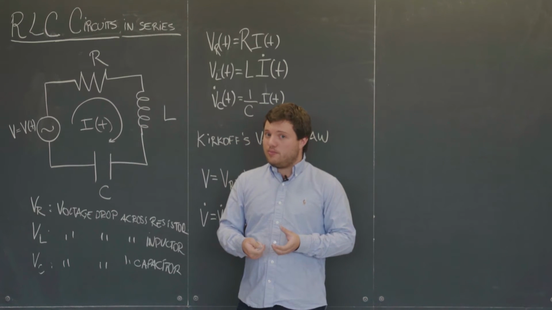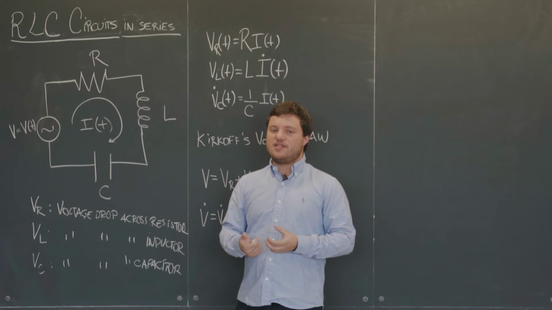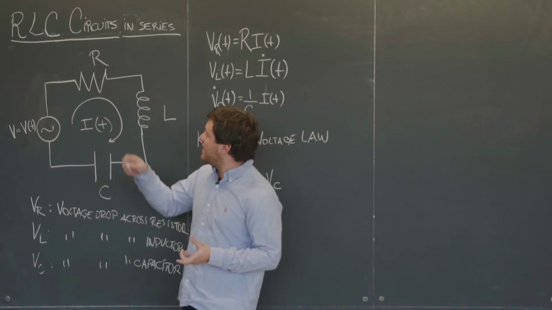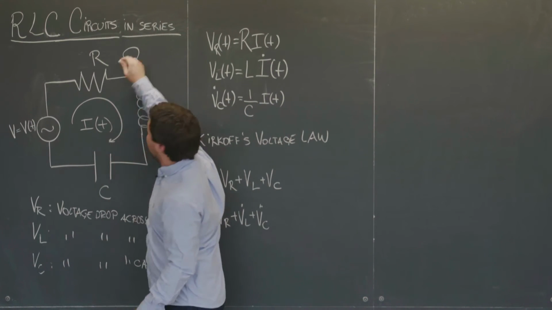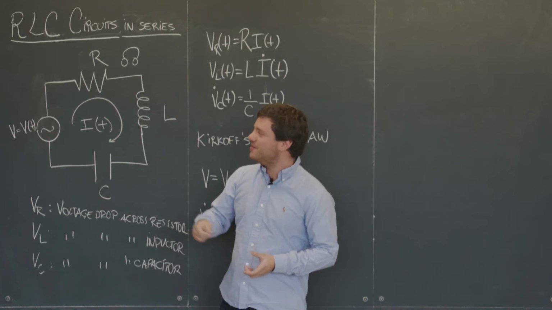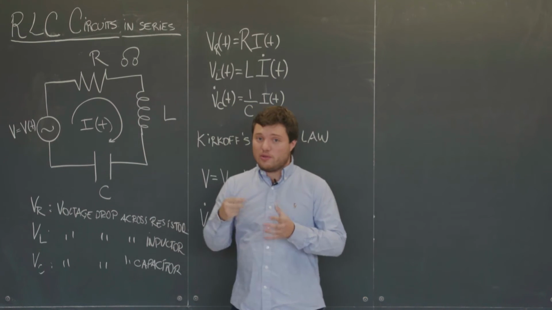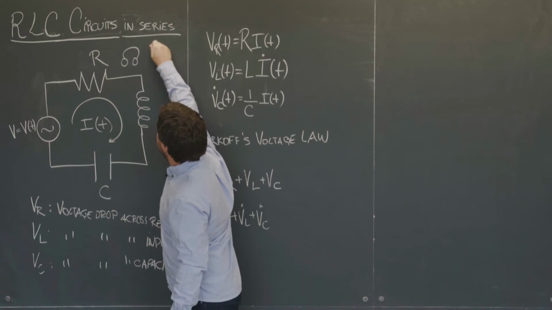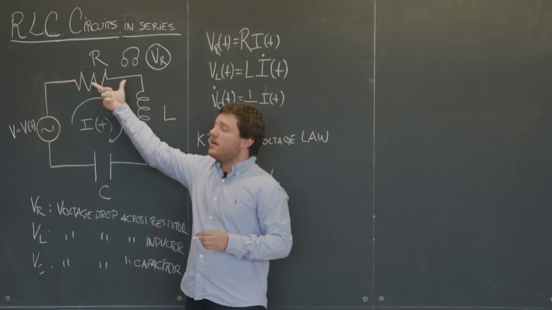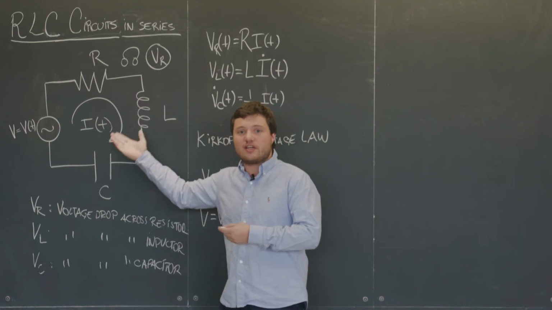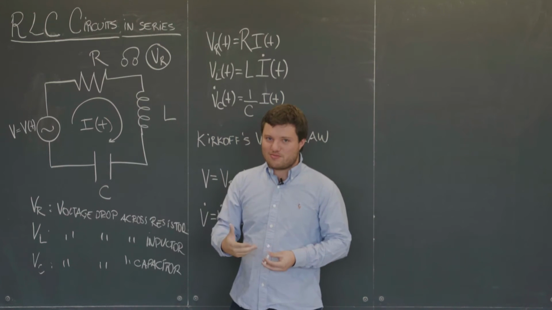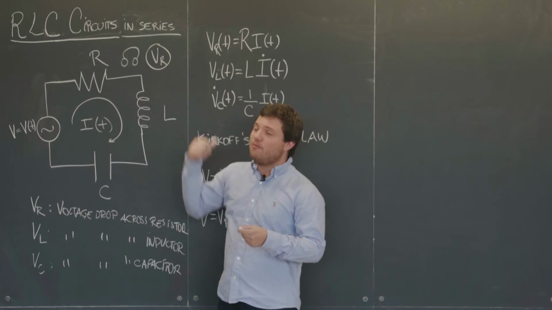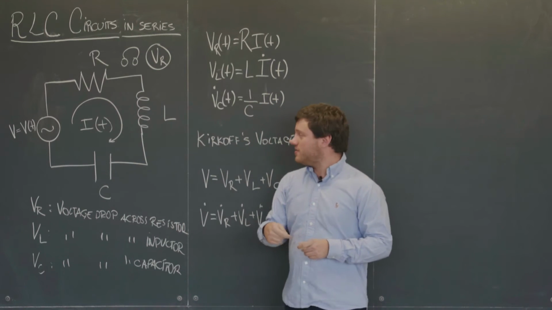An output that we would be interested in, so a system response we would be interested in, would be the voltage drop across the resistor, as that signifies the output that we get through our headphones in an AM radio. So in our case, we will look at this system response of the voltage drop across the resistor. We could have chosen any of the voltage drops or even the current as our system response, but because we're interested in analyzing an AM radio, we'll take VR as our system response.